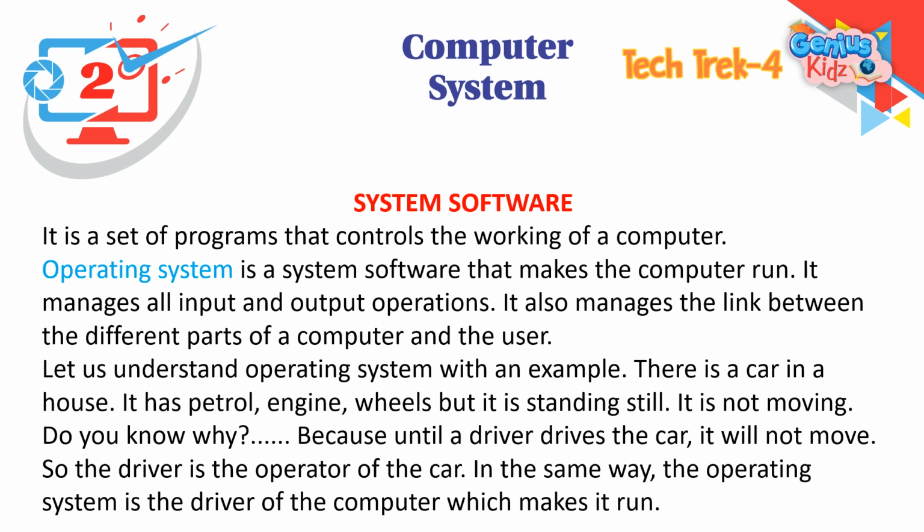Let us understand operating system with an example. There is a car in a house. It has petrol, engine, wheels, but it is standing still. It is not moving. Do you know why? Because until a driver drives the car, it will not move. So the driver is the operator of the car. In the same way, the operating system is the driver of the computer which makes it run.